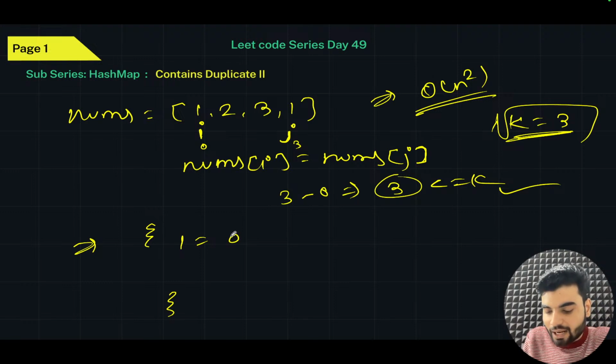So the next value we get is 2. Is this 2 available in this map? No. If this is not available, then put it in the map. What is the index? That is 1. Check another value, 3. Is 3 available? No, 3 is not available. Then put the value, put the index.